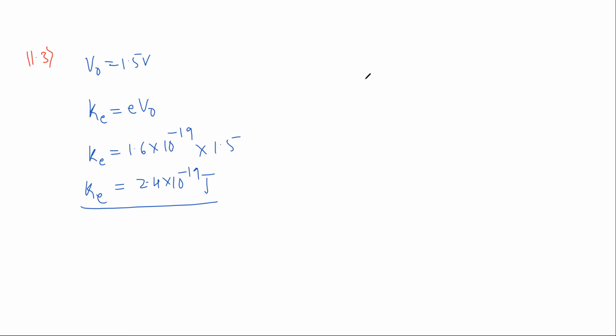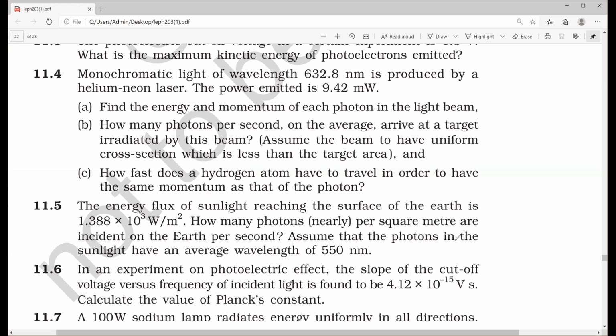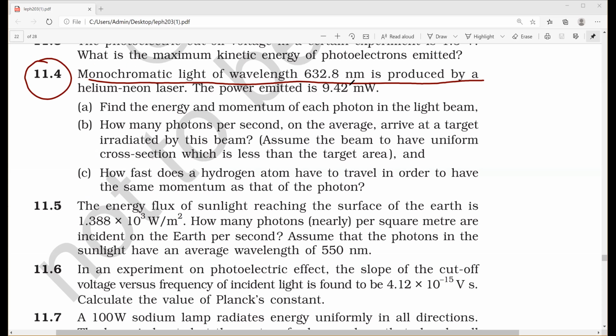So next we shall move to 11.4. So 11.4 ಅಲ್ಲಿ ಏನು ಕೇಳಿದಾರೆ ನೋಡ್ರಿ, monochromatic light of wavelength 632.8 nanometer is produced by helium neon laser. Power emitted is 9.42. ಸೊ ಎರಡ್ A, B, C ಕೇಳಿದಾರೆ.